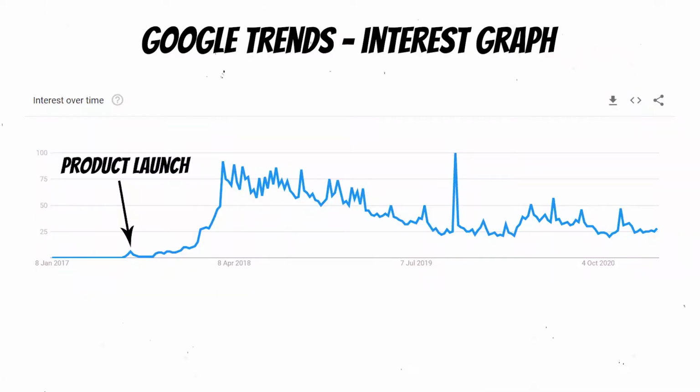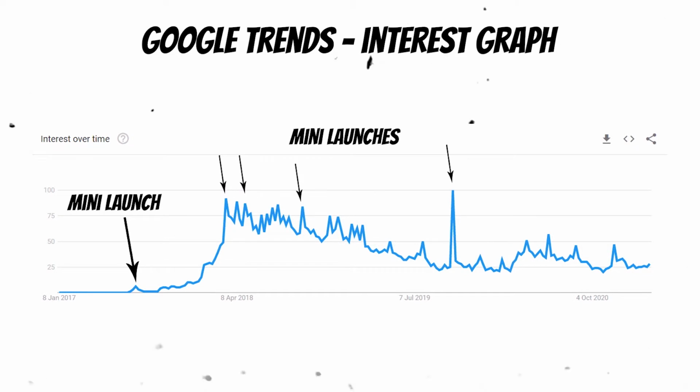Fortnite, unlike its competitors, didn't have a lot of money. They didn't have the money that all of these big reputed games have, like Call of Duty and all of those guys. Even though their launch was pretty small, as you can see from this graph, what they did was, instead of one big launch, they split their launches into mini launches over time. Now, how did they do that?